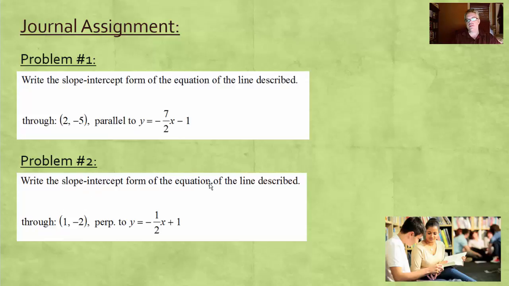Then the second problem is perpendicular. So on the second problem here, we want a line that goes through (1, -2), perpendicular to this line. So it has to have an opposite reciprocal slope.